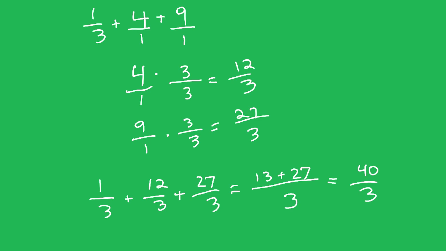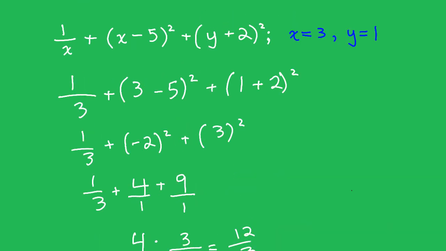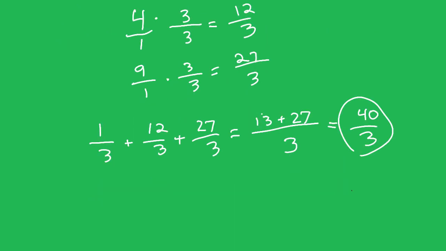So that's the value of our expression there, 40 over 3, when, what did we have here? x equals 3 and y equals 1. So that's our value, 40 over 3. Good review of fractions there.